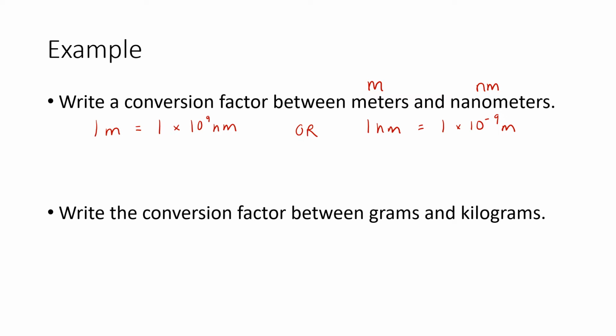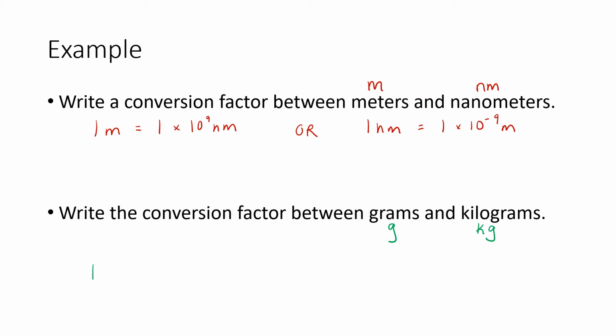Let's try the second one. Write the conversion factor between grams and kilograms. In this example, grams is a unit of mass, and the symbol for grams is lowercase g. That's a base unit. There's no prefix associated with that. Kilograms is going to be a prefix unit. Kilo has the symbol lowercase k, and then grams is the symbol g. So kg will be the symbol for kilograms. We can write two conversion factors.